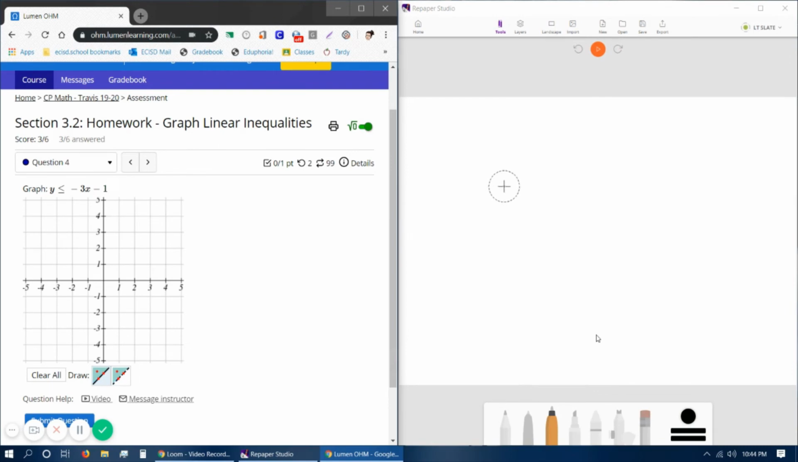Question 4 is more of the same. It's already in y equals format. So I can see that my slope is -3. And my y-intercept is -1. Since there's a line under my inequality symbol, I'll need to use a solid line this time.